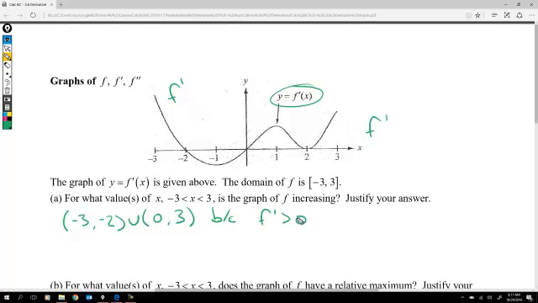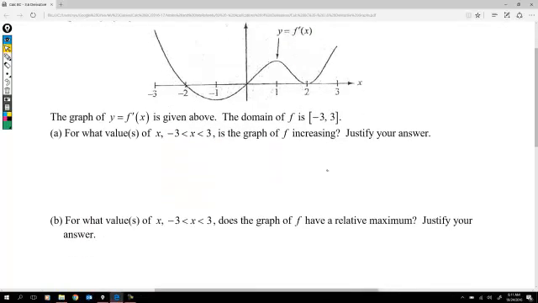Okay, and my justification would be because f prime is greater than 0. All right, so remember, when you're justifying, you always want to justify with the information that you're given. We're not given the graph of f, and we're not given the graph of f double prime. We're given the graph of f prime, so we need to justify in terms of f prime.